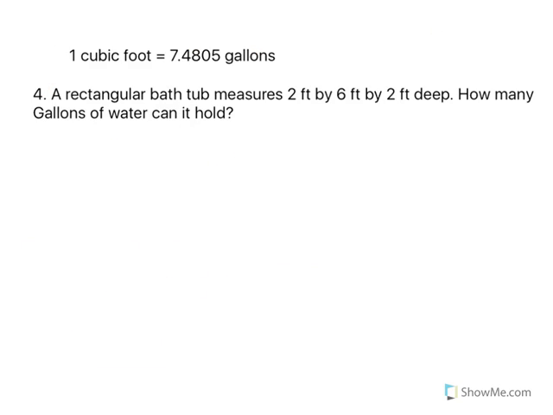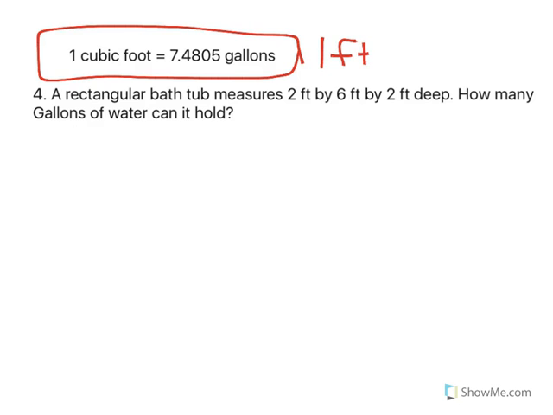All right, our next conversion here is that 1 cubic foot is 7.4805 gallons. So a cubic foot is 7.4805 gallons. Now I think of a footstool when I think of a cubic foot. It's a box that is a foot on each side, a foot by a foot by a foot. And if you fill it up with water, that's 7.4805 gallons.